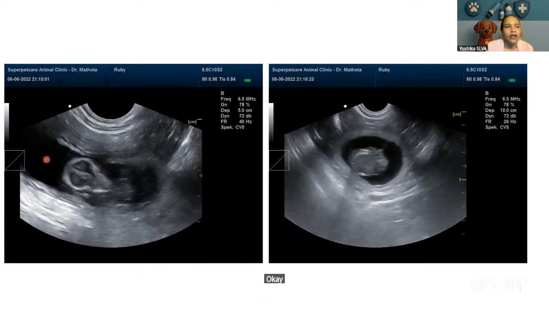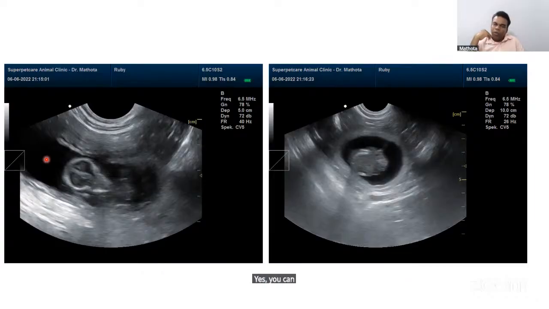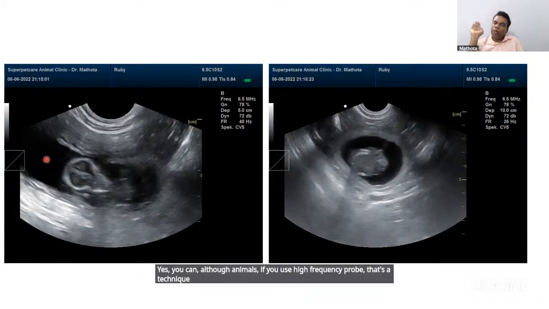Okay. And there's another question. Can we see the adrenal gland in normal conditions? In a case like adrenal-dependent hyperadrenocorticism, how can we recognize the gland's abnormalities? Yes, you can. In all animals, if you use a high frequency probe, with that technique you can identify the adrenal. You can measure the size of the adrenal glands. You can see whether there are any abnormalities.